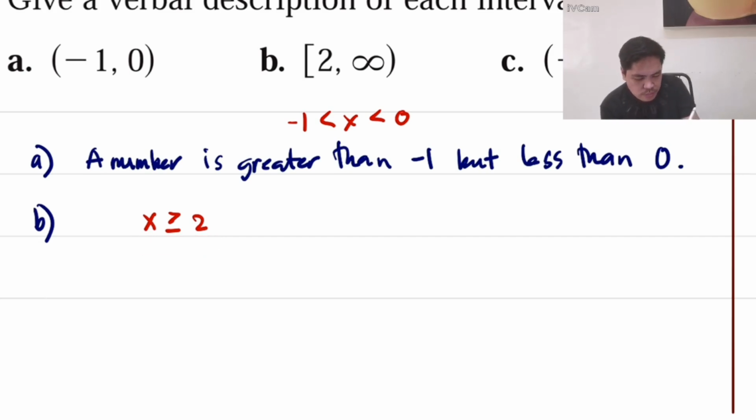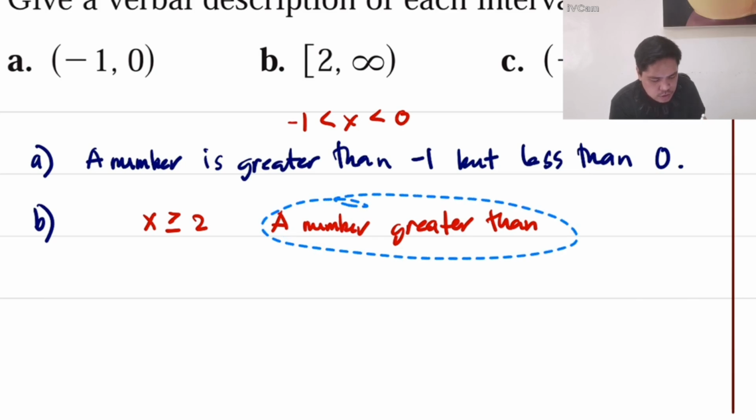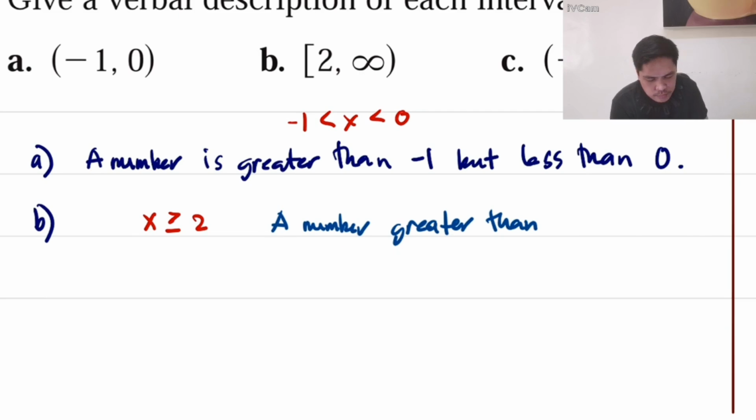So how do we write this verbally? A number greater than 2, that's only it. A number greater than or equal to 2.